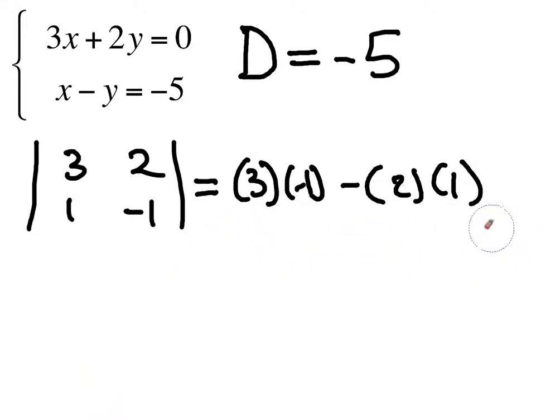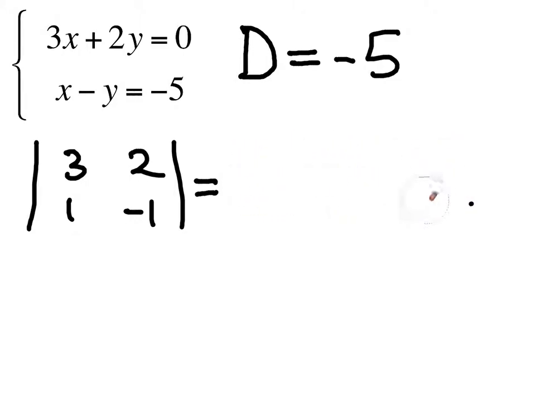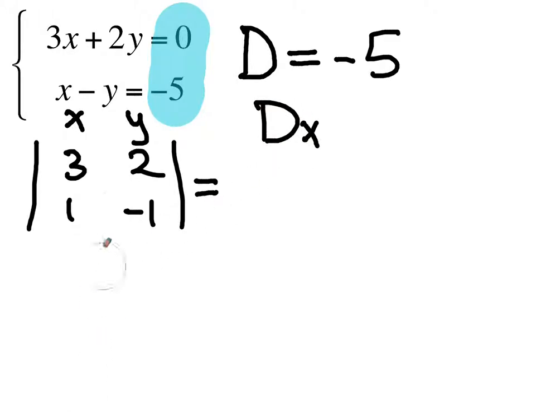The next step is that you replace one of the columns. We'll call this the X column and this the Y column. You replace one of the columns with the constant matrix right here, 0, negative 5. We're going to put these in for the x values to find what we call dx. So let's find dx next. We replace the x values with the constant matrix, and find the determinant of that.